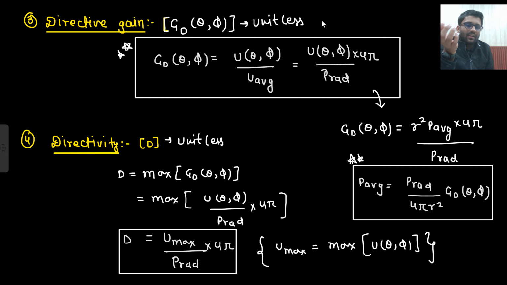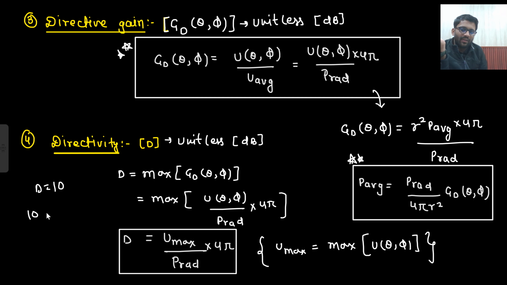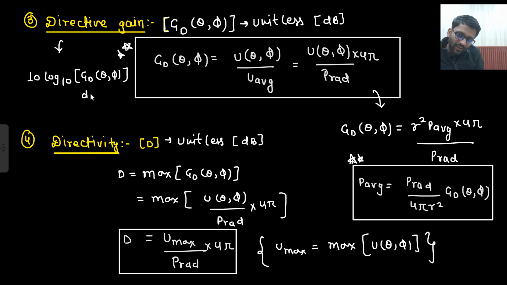Or we can show it in dB. Sometimes we can show it in dB. Let's just say directivity is 10. Then how will you show it in dB? 10 log 10 into 10. So 10 dB. These kinds of questions we will see there, and it will be more clearer. So if you need to show it in dB, then how will you show it? Ten log ten, and whatever the value that you are getting, this will be in dB.